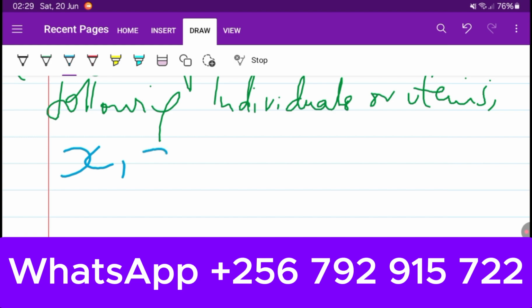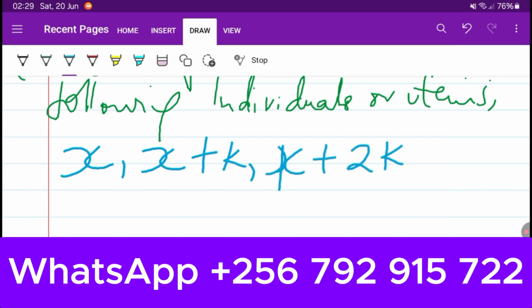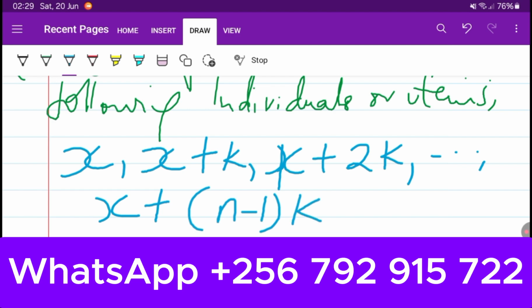Then the next number will be X plus the K that we created. The other number will be X plus 2K. Then we move until we get the number X plus (n minus 1) times K. Remember this n is the sample size, depending on the sample size that we want to create.